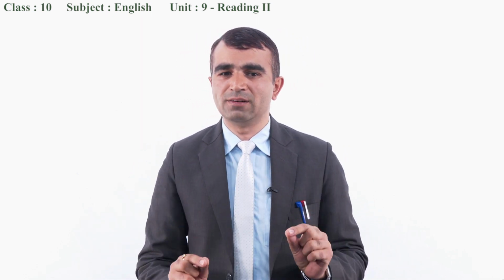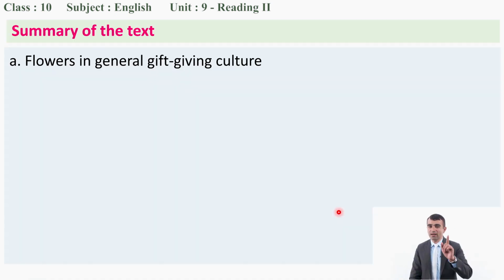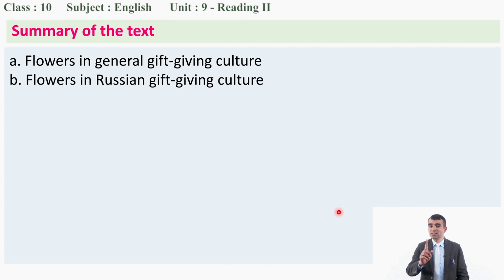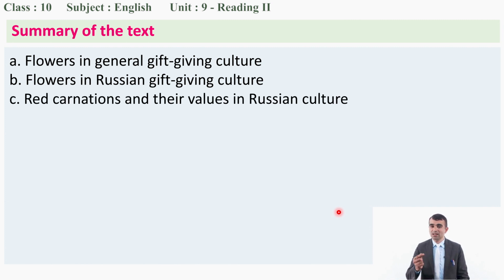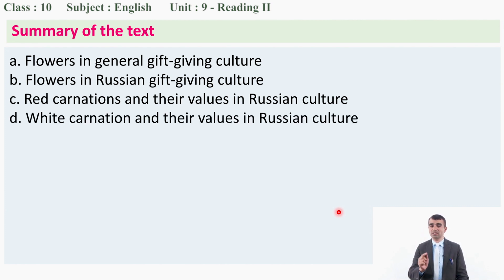Okay, now first paragraph, what is it about? Go to the paragraph and tell me. The first paragraph is about flowers in general gift giving culture. Second one, flowers in Russian gift giving culture. Third paragraph, what is it about? Red carnation and their values in Russian culture. Fourth, now try it. Yes, very good. That is about white carnation and their values in Russian culture.